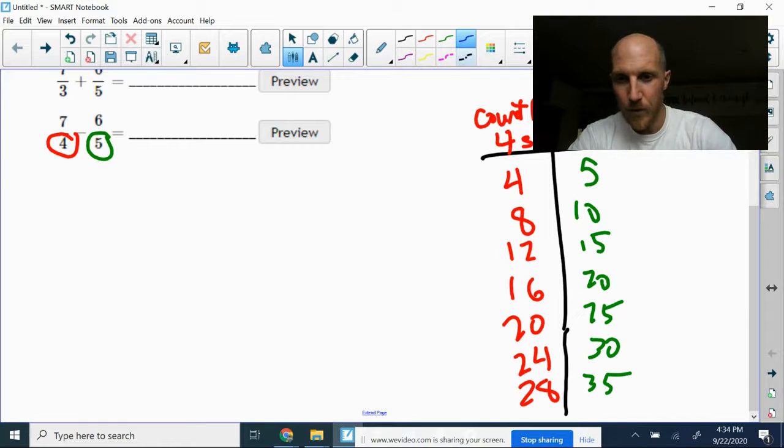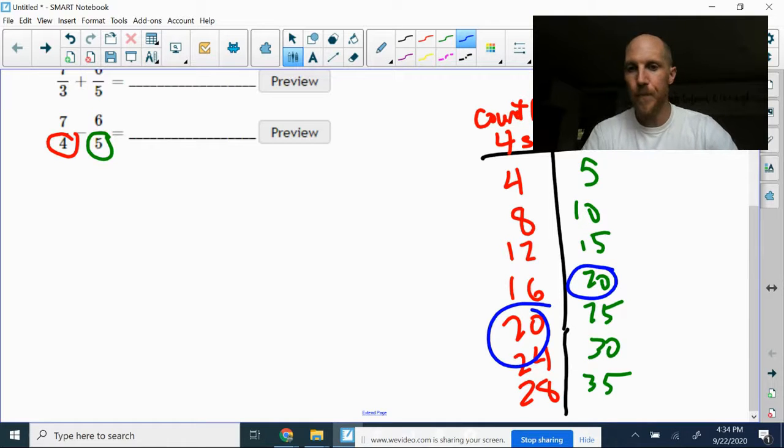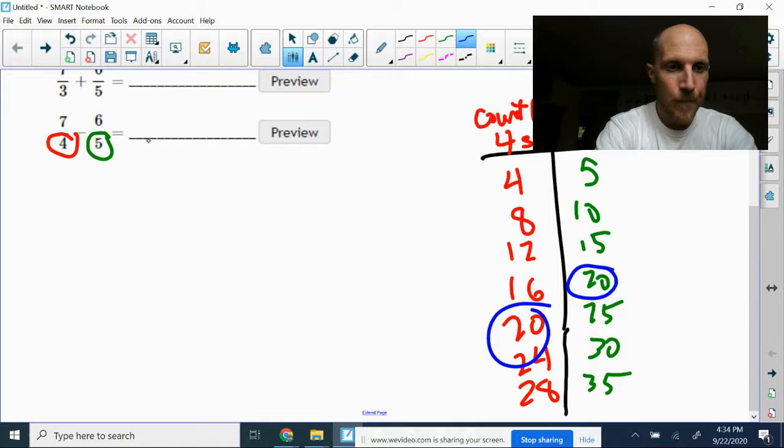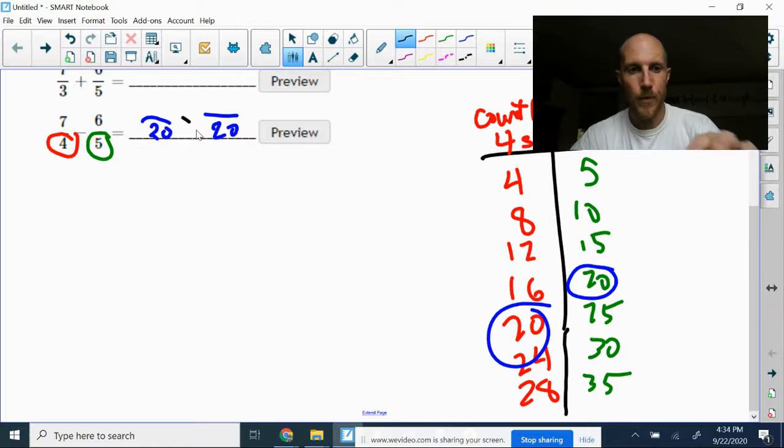So if I'm comparing these lists, I see that 20 shows up in both lists, right? In order to get a denominator of 20, that's what the 20 is going to be. I'm going to use that 20 as my common denominator. I'm going to rewrite the original problem using common denominators. That'll be my first step, and then I'll do the subtraction afterwards.